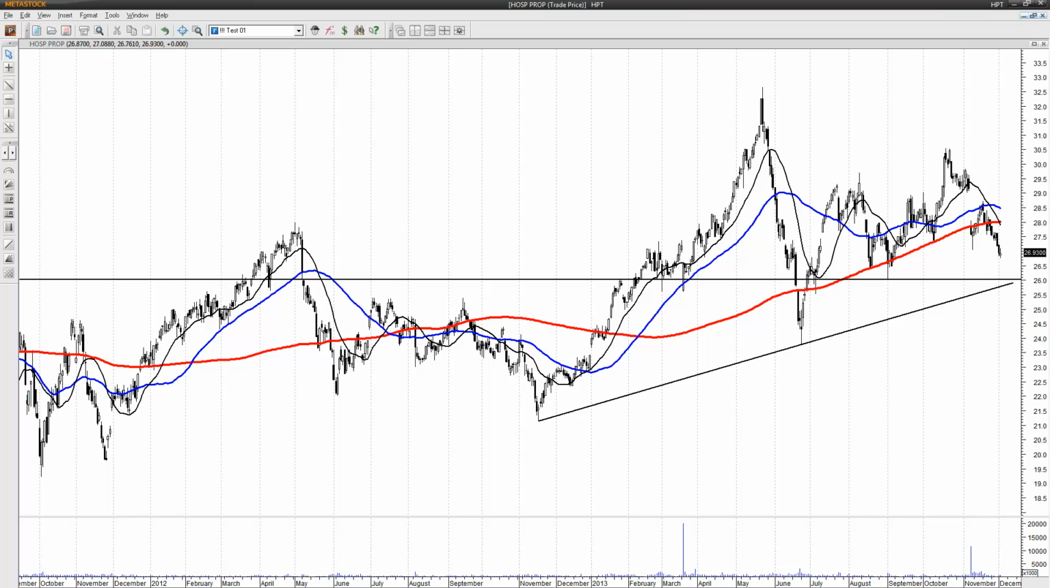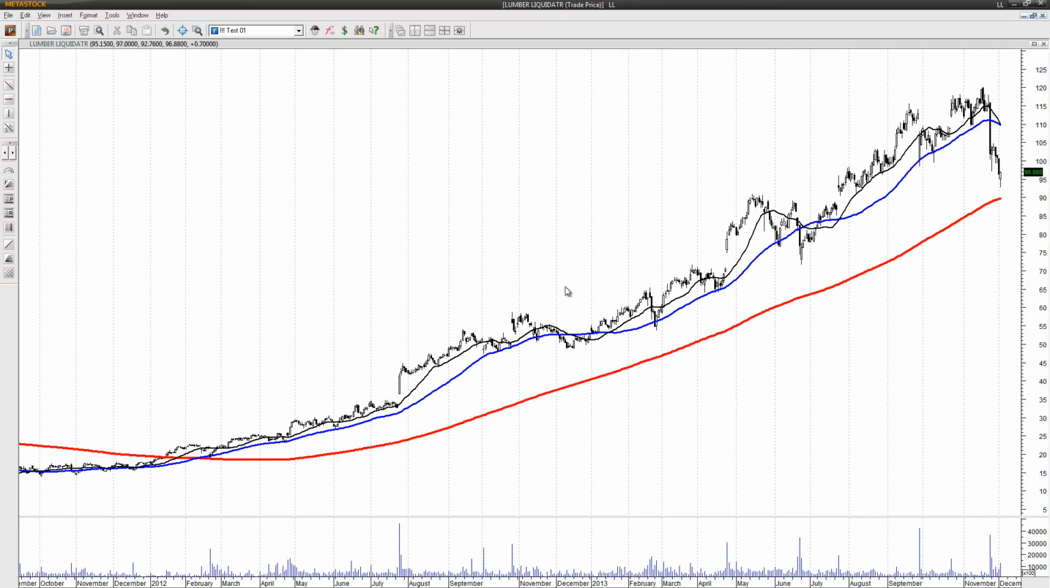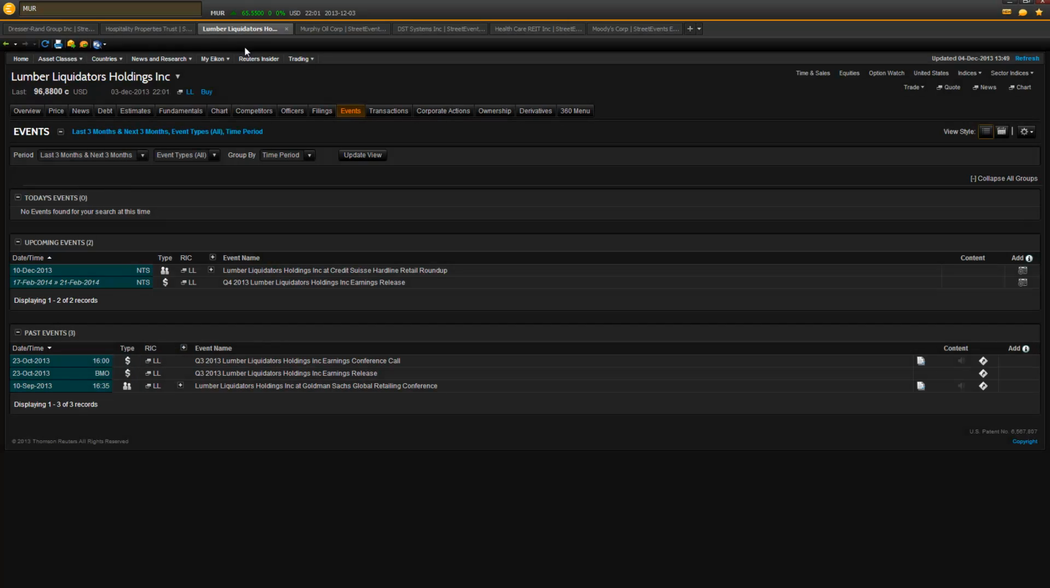Okay, take a look at the next chart. That's Lumber Liquidators, LL. I've got the 200 moving average at 89.82. That's the level I'm going to use as my support level. Check for earnings. For LL, no earnings coming up.